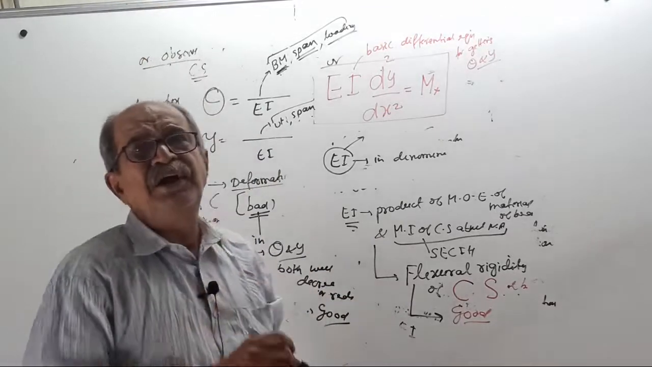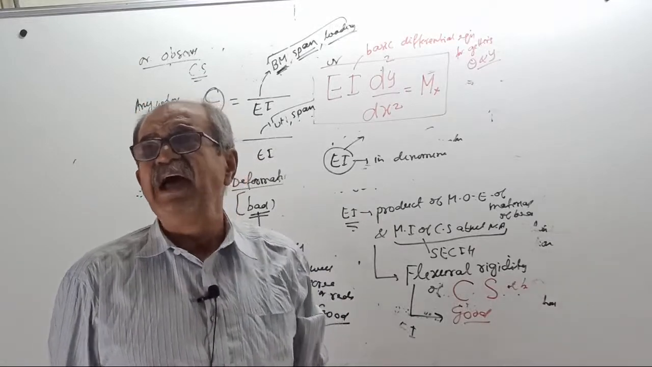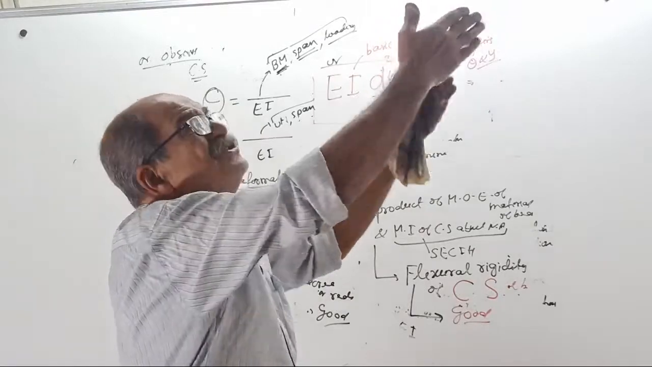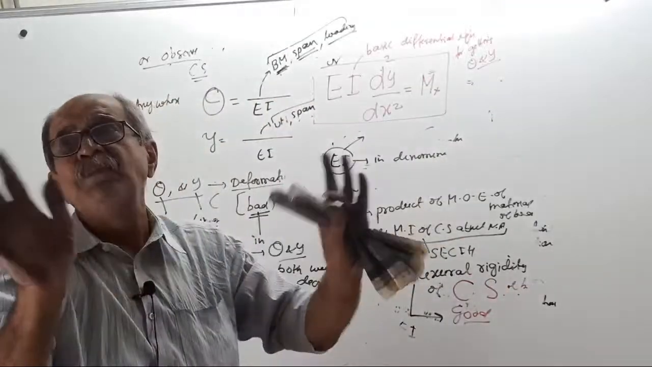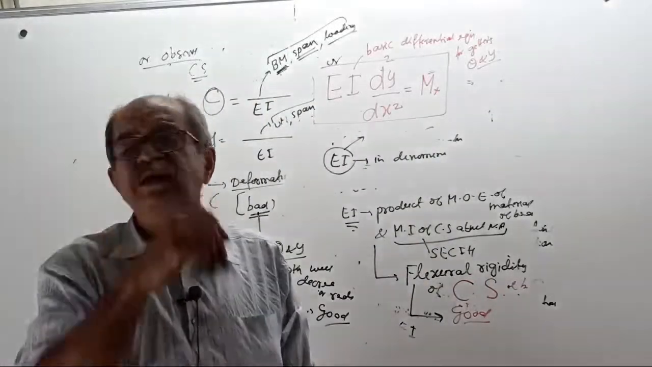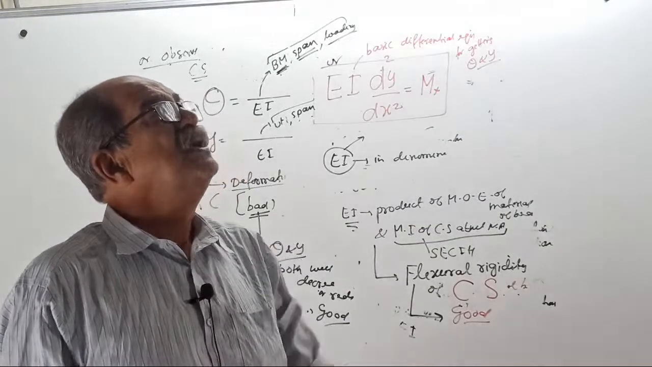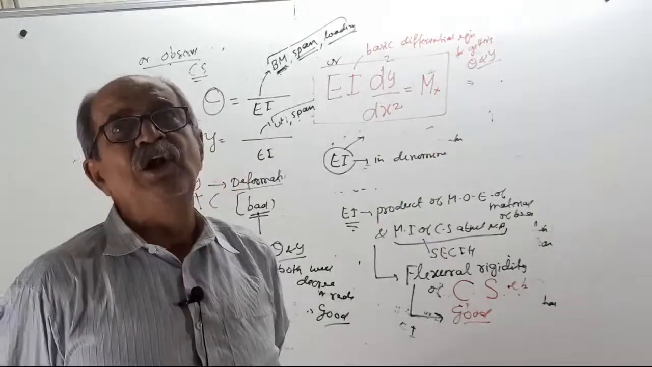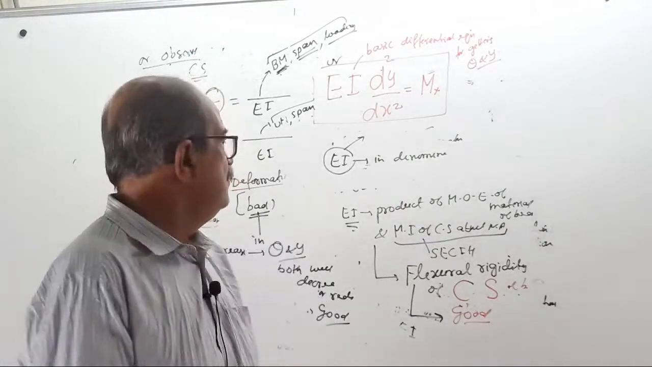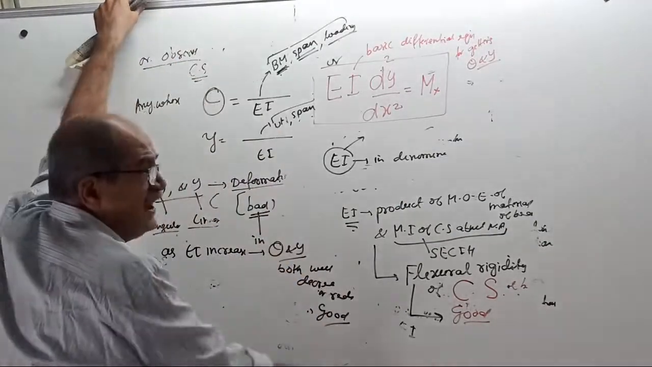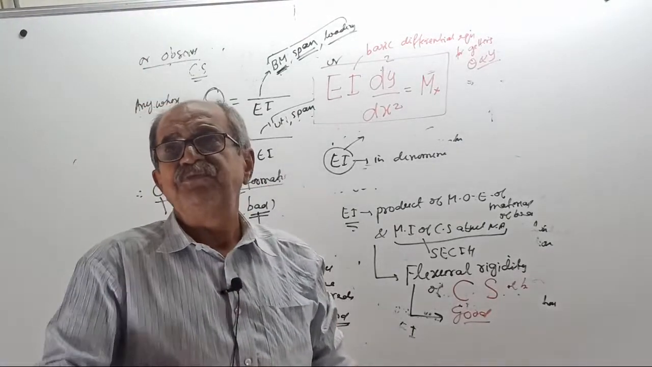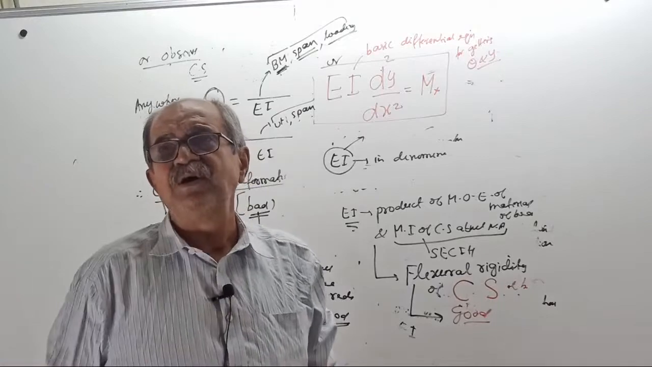Therefore, good. Why? We do not want heavy slope and deflection. Danger. When you look at the beam, see the rotation, see how much it came down. People will say, I am not coming to this building. I don't want to come to this room. That beam has already bent by around 4-5 inches. I don't know when it will fall down on my head. So theta will decrease. Good. That is why it is called flexural rigidity of the cross section.